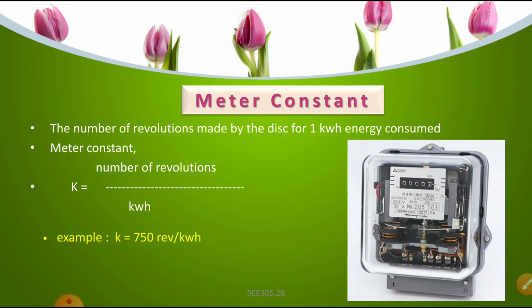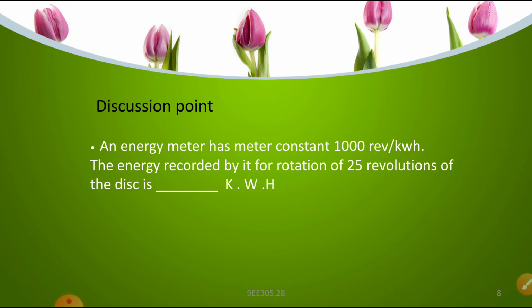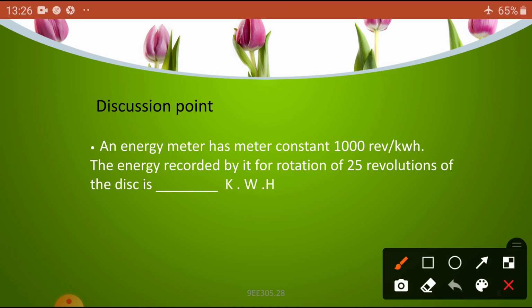Now for example, take K equal to 750 revolutions per kilowatt hour. For 1 unit, the disk has to rotate 750 times in between the M1 and M2 coils. Okay, so here is the discussion point. An energy meter has a meter constant of 1000 revolutions per kilowatt hour. The energy recorded by it for a rotation of 25 revolutions of the disk, how many units?